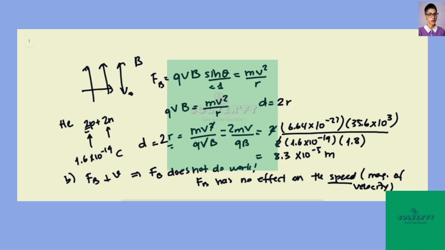However, as we're going to see, it actually changes the direction. So we have to think separately in terms of magnitude and direction. So yes, F_B has no effect on the speed.